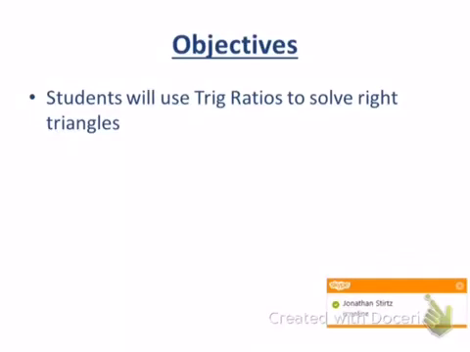Today we're going to be looking at lesson 117, I believe. Yeah, so we're skipping 116, which involves simple and compound interest. We may come back and catch some simple and compound interest things, but we're going to jump on into lesson 117. And we're going to use trig ratios to solve right triangles.